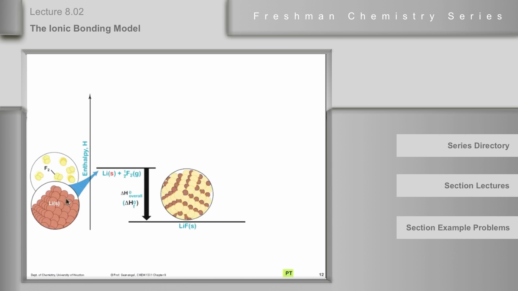And of course, lithium solid is this stuff over here, a metallic structure, and fluorine comes as diatomic molecules. So these are the F2s right here. Now, what we're going to think about here is that this reaction produces an energy change, and in this case we'll call it an enthalpy change, and it's equal to the delta H of formation of lithium fluoride. That's delta H of formation of lithium fluoride right there.